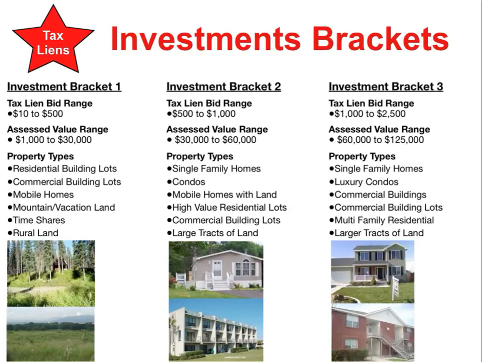The assessed value on these tax lien certificates usually ranges about $60,000 to $125,000. With these, you're going to start finding nicer single-family homes, nicer condos, commercial buildings, commercial building lots. You'll start getting into multifamily residentials in some markets, and then of course larger tracts of valuable land.